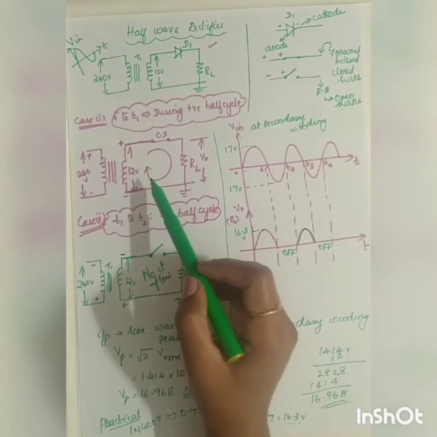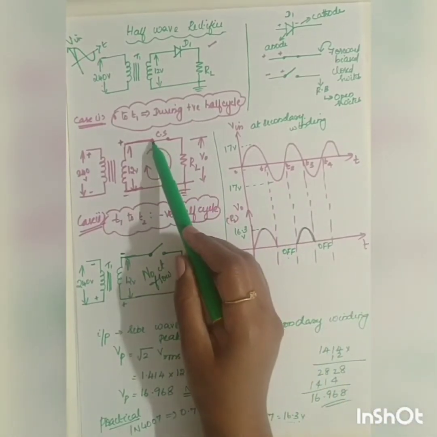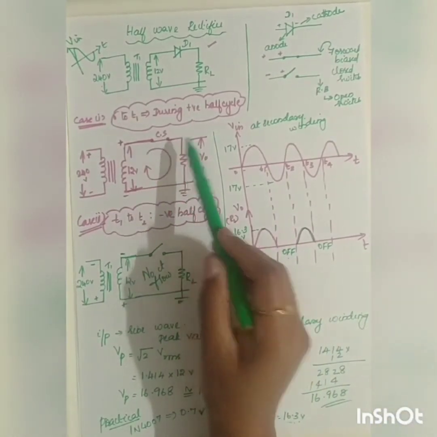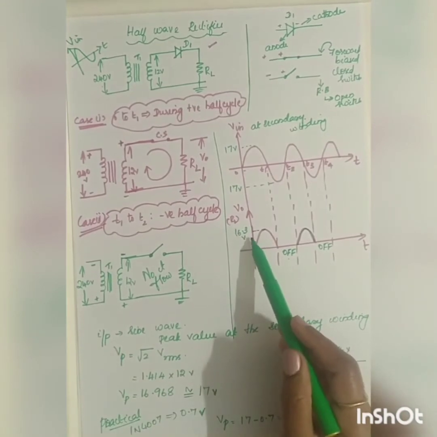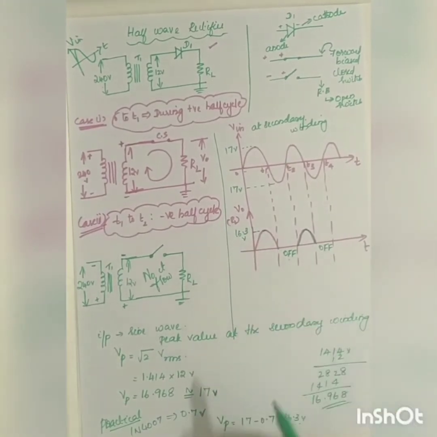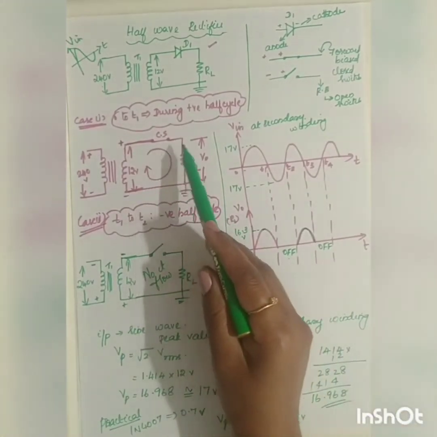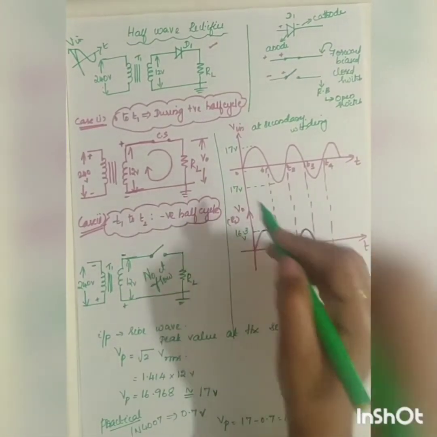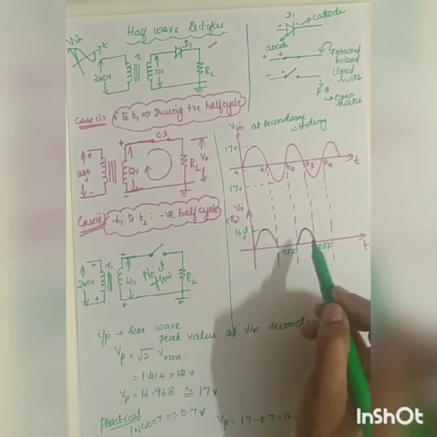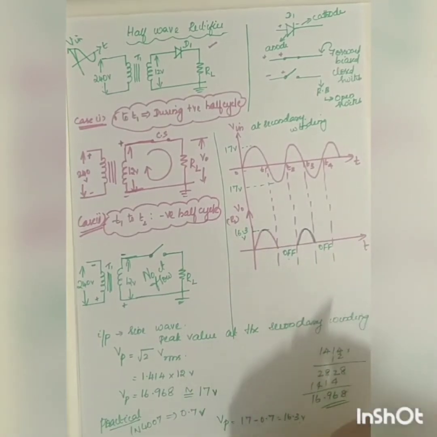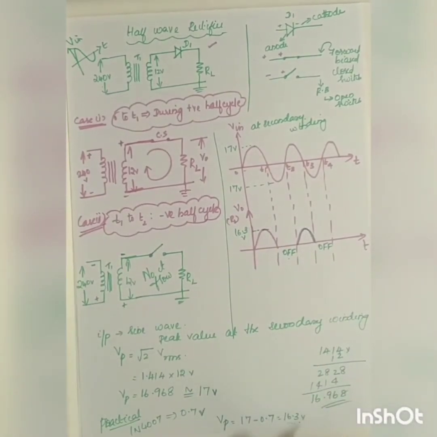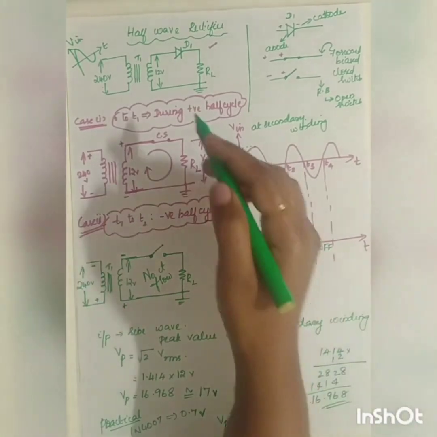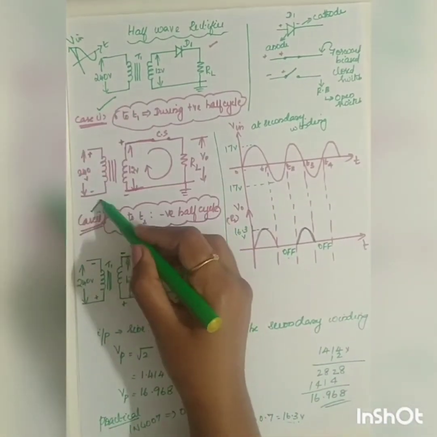So when the 17 volt signal comes towards the diode, the output of the diode will be 16.3 volt for the practical case, because the diode will start conducting only after 0.7 volt. So across the RL you will be getting the value of 16.3 volt. Okay, so this is the explanation of the half wave rectifier. You have to draw two diagrams, case 1 and case 2.